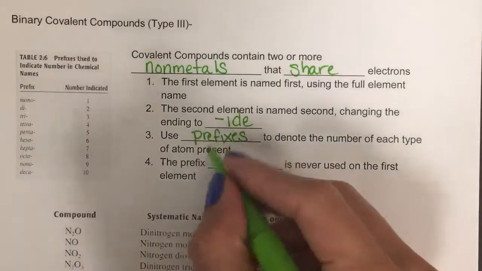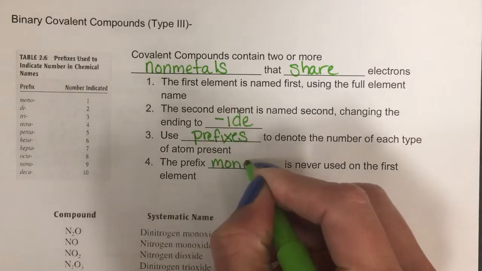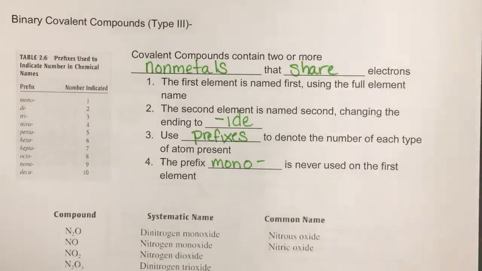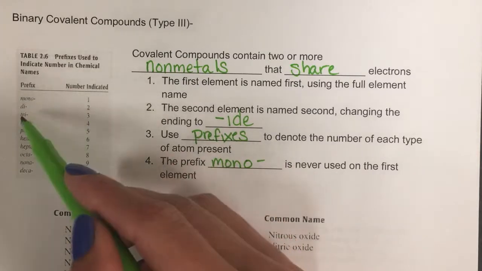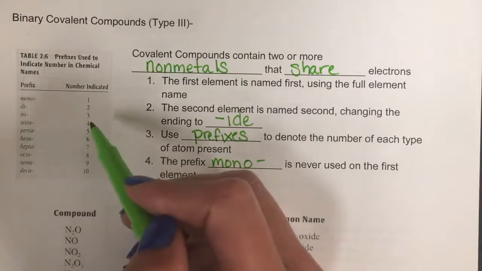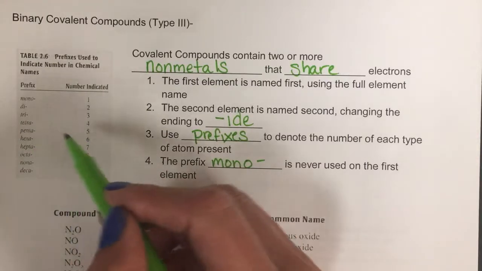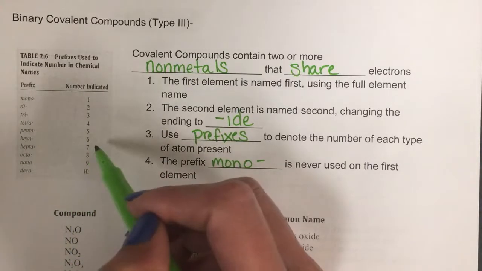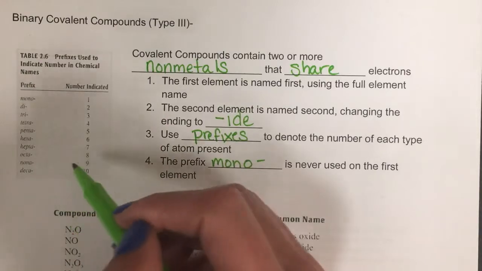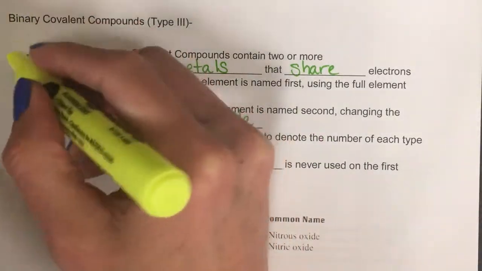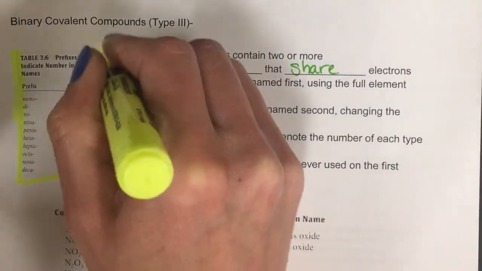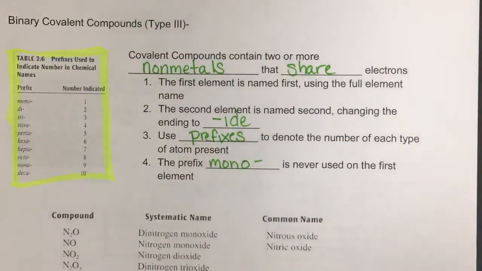Now the prefix mono is never used on the first element. So here's the way my prefixes work. Mono, 1. Di, 2. Tri, 3. Tetra, 4. Penta, 5. Hexa, 6. Hepta, 7. Octa, 8. Nona, 9. And deca, 10. Make sure that you memorize these prefixes because you will need them for covalent compounds.